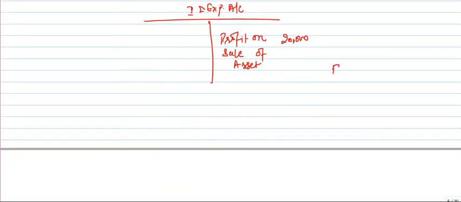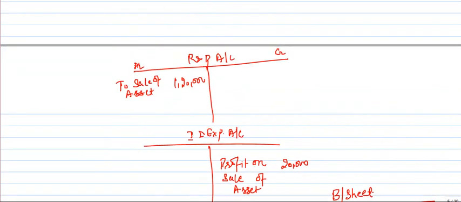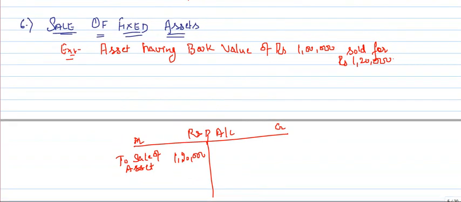Right? Now, what about the balance sheet? How will I show it in the balance sheet? In the balance sheet, say the total of that asset is appearing at 5 lakh. So I have sold an asset having a book value of 1 lakh. So what is the book value of the asset left? 4 lakh rupees. Clear? So this is how you are going to show the treatment of sale of fixed asset.